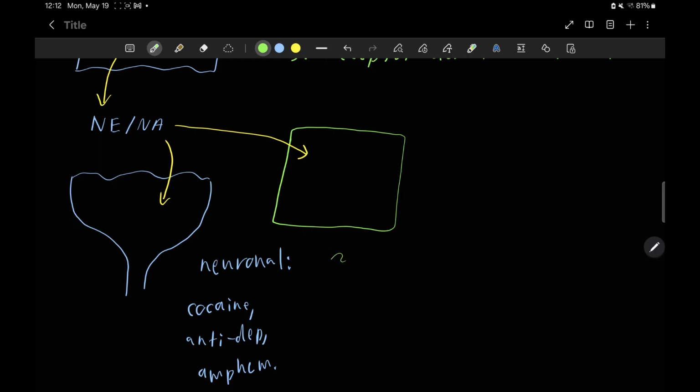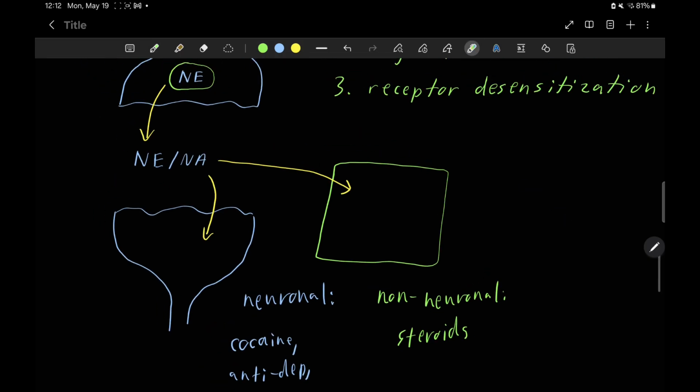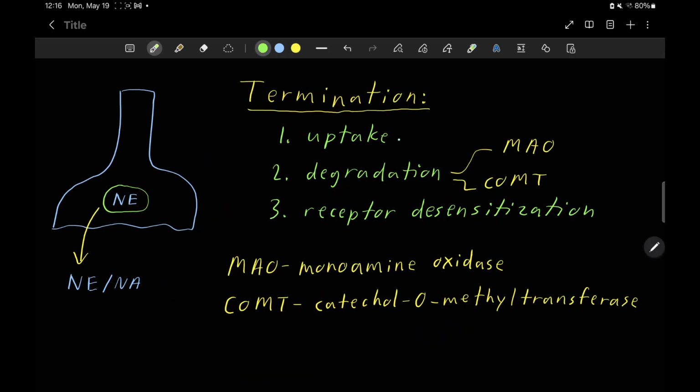On the other hand, things that can inhibit reuptake into non-neuronal cells include steroids. So taking these things prevents norepinephrine from being reuptaken into these cells, and therefore they increase the amount of norepinephrine you've got in your synapse, and they increase the amount of norepinephrine that can go off and bind to receptors and produce responses. So that basically covers uptake.